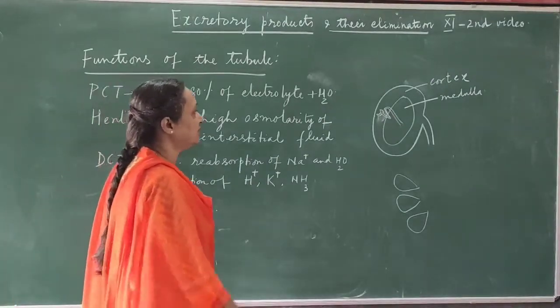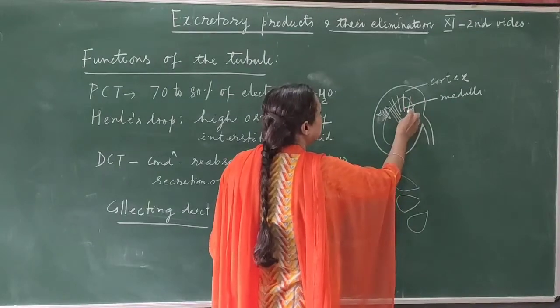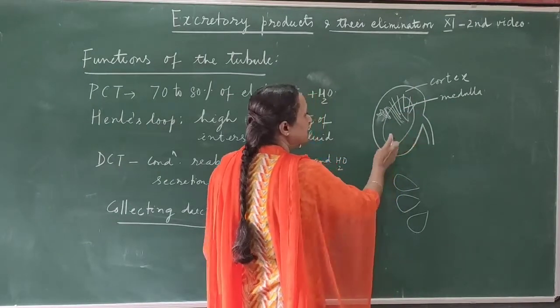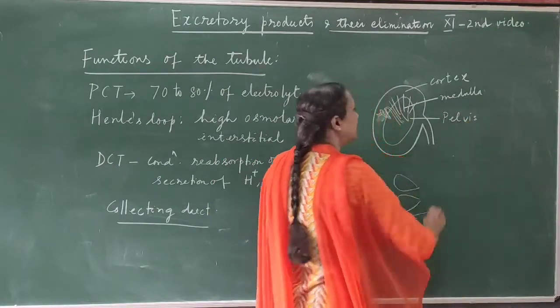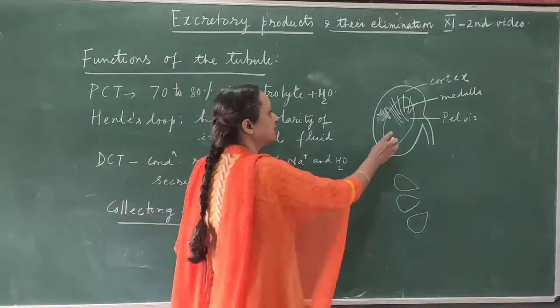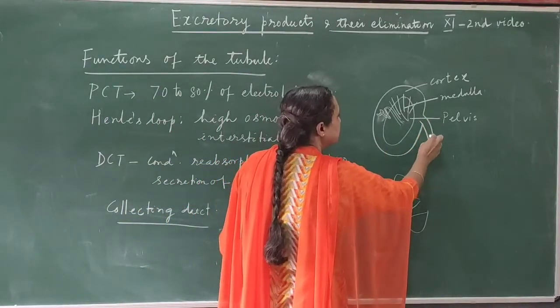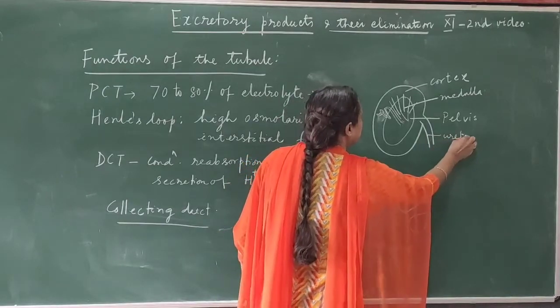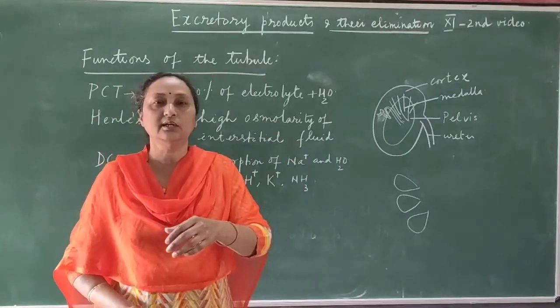So ultimately you can find there are millions of nephrons, and all the collecting ducts open into this part, and this part is called pelvis. So ultimately the final urine from each nephron is collected in the pelvis, then the tube which emerges from the kidney is called ureter. And the ureter carries the urine from the kidney into the urinary bladder.